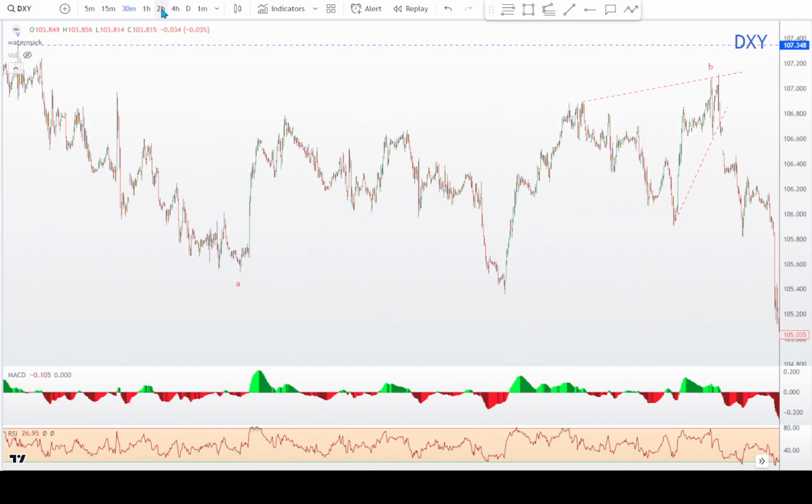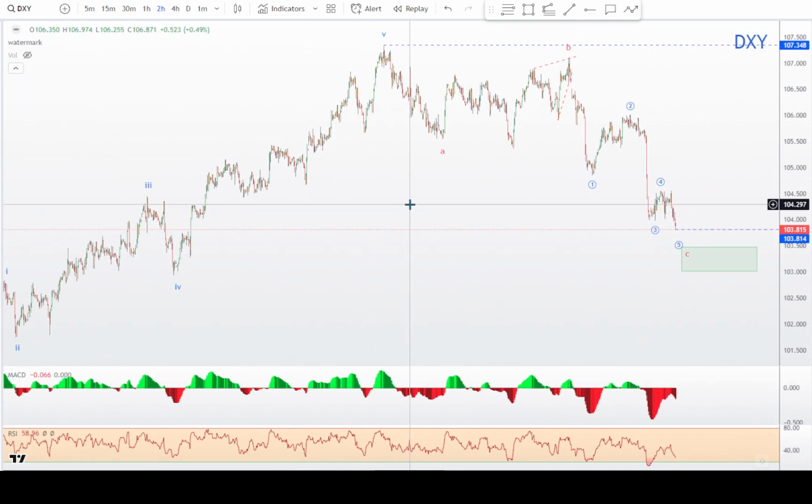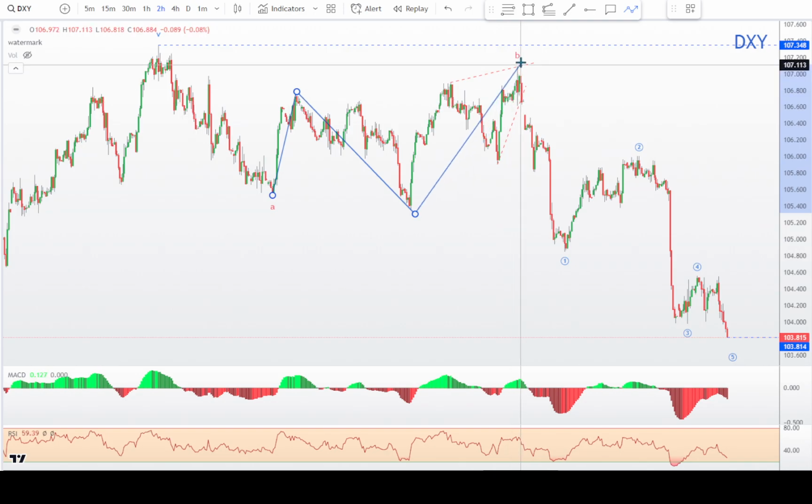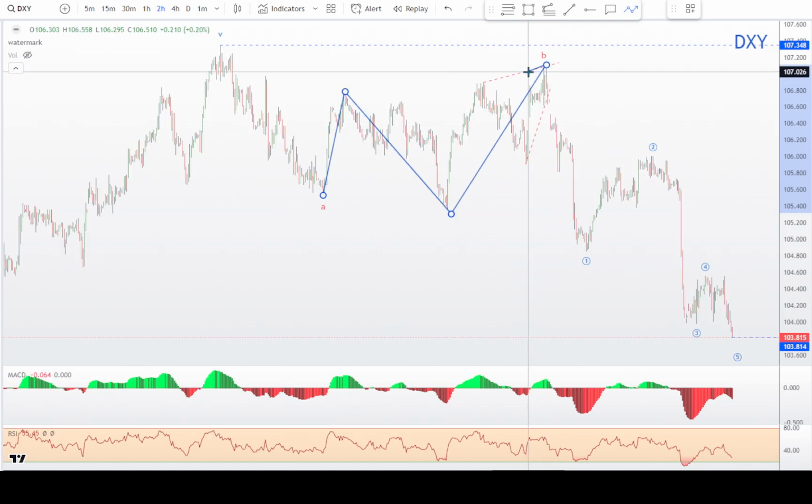So when I look at it from that perspective, that kind of looks to me like they made an expanding flat here. Because then that'd be 3 waves for A, this 3 wave move, that's B, and then this an ending diagonal for C. And then that makes more sense. Because then this is A, B, C expanding flat for the B wave.